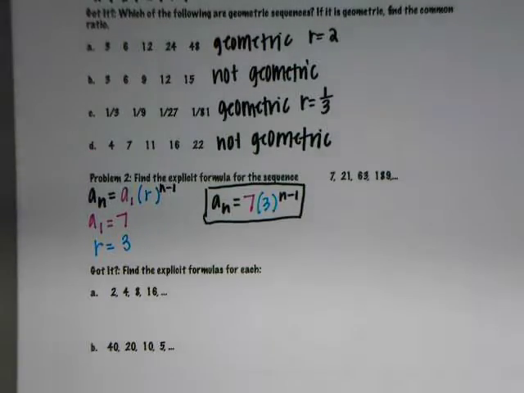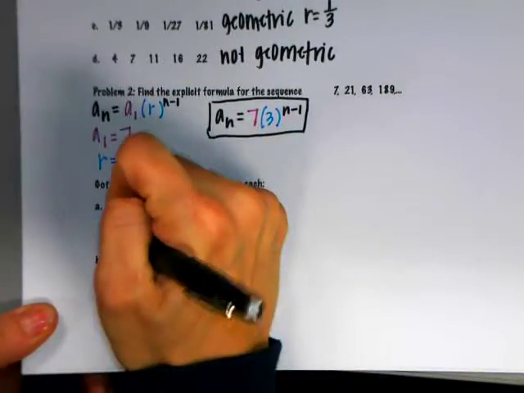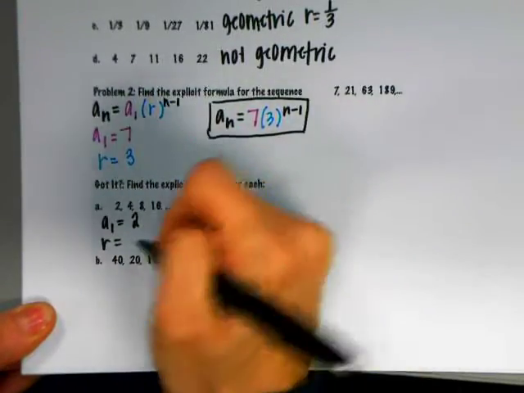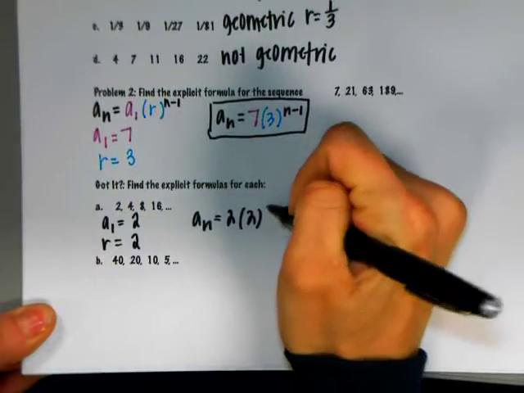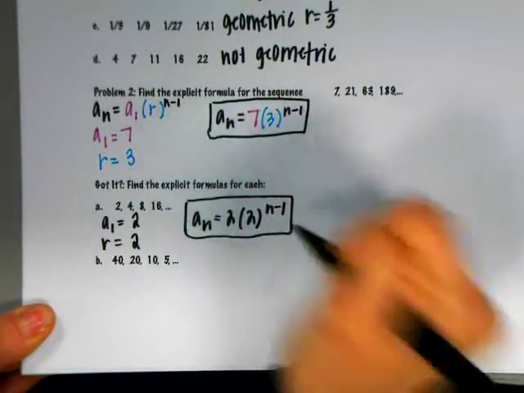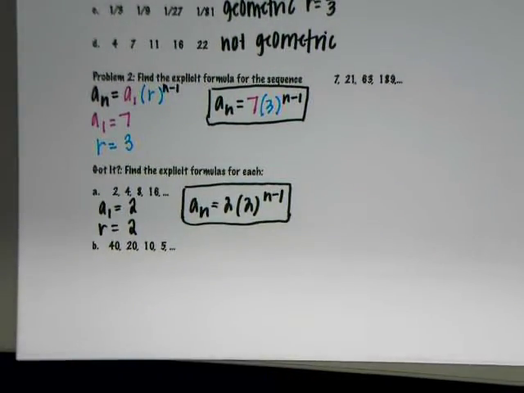Okay. For the first one, what's my first term? 2. And what's R equal? 2. So you should have a sub n equals 2 times 2 to the n minus 1 power. Why would it be 2? Because you're starting with 2 and you're multiplying by 2.